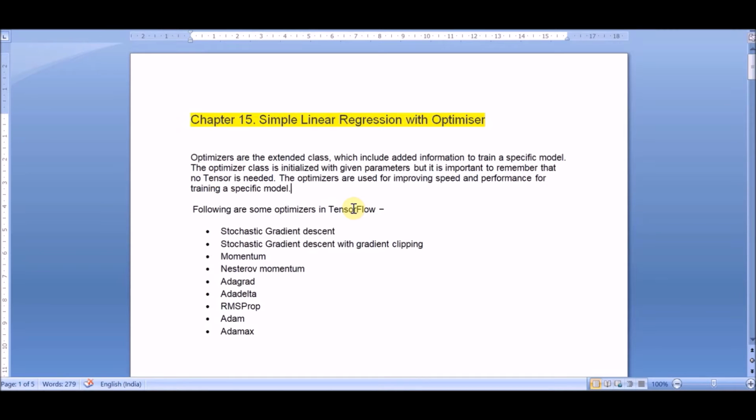Hello everyone and welcome to Chapter 15 of Phase 2, that is Programming with TensorFlow. Chapter 15 is Simple Linear Regression with Optimizer.